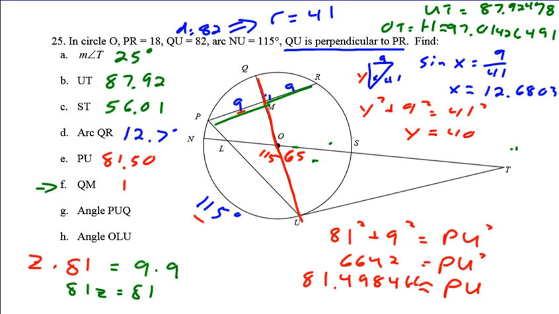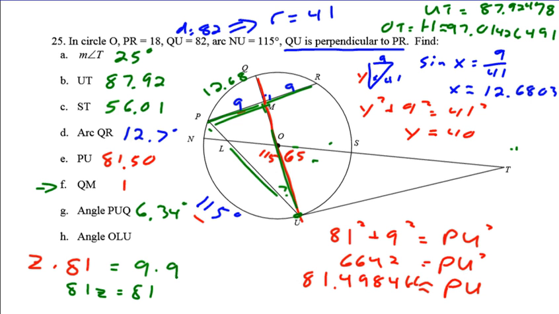Angle PUQ, this angle right here, we know that this arc is 12.68. And this angle is going to be half the arc because it is an inscribed angle. It is on the circle. So that's probably the easiest way to do this, although you could certainly do trig with this triangle, the 9, 81, 81.5 triangle. But again, 12.68 divided by 2, probably the fastest way to go.